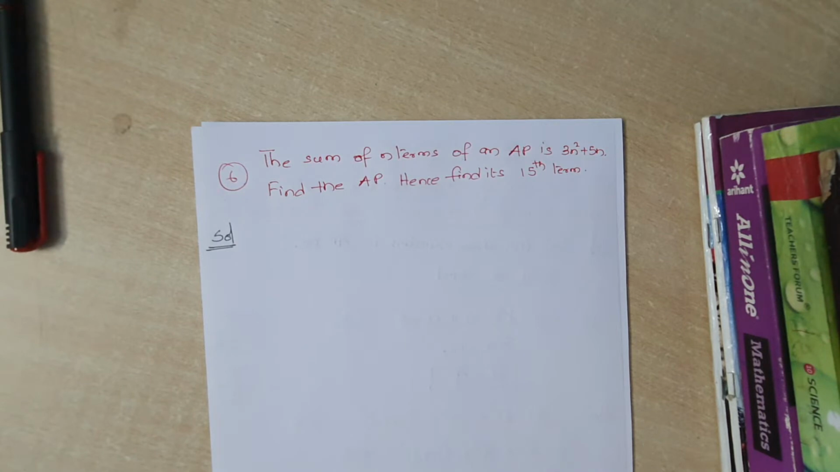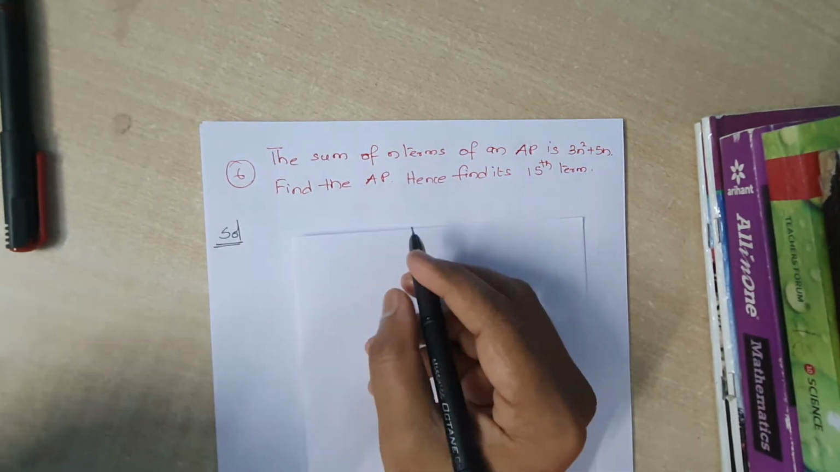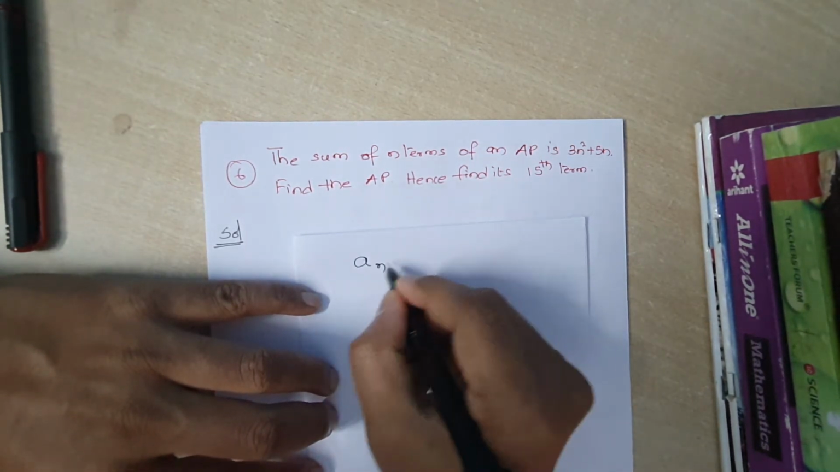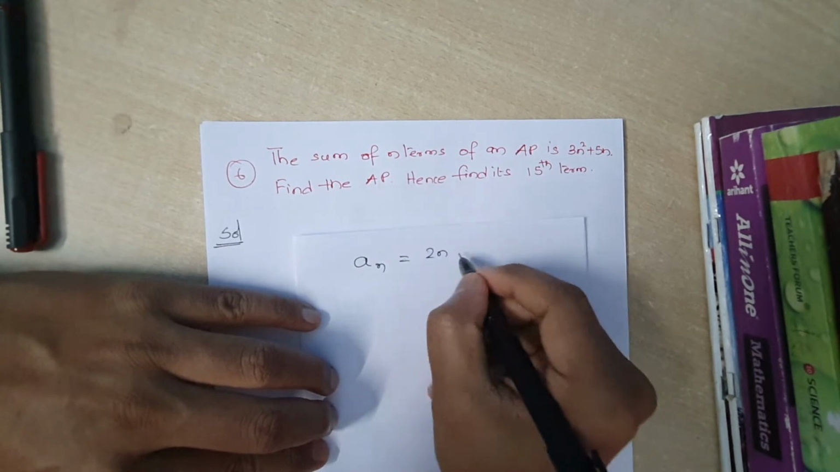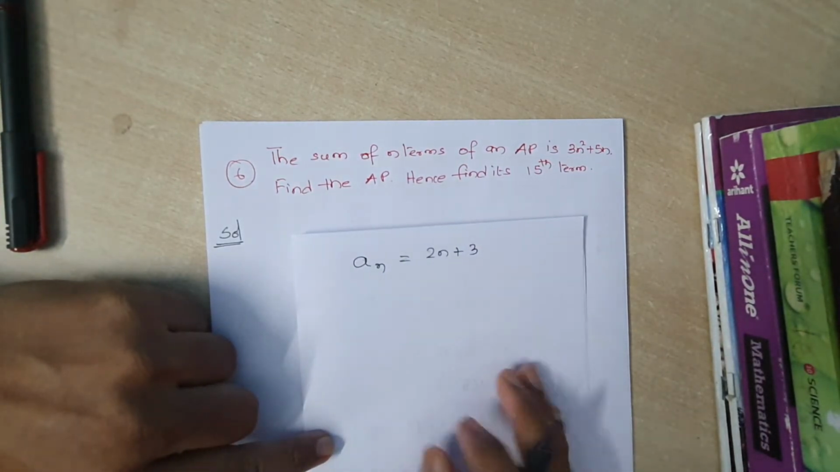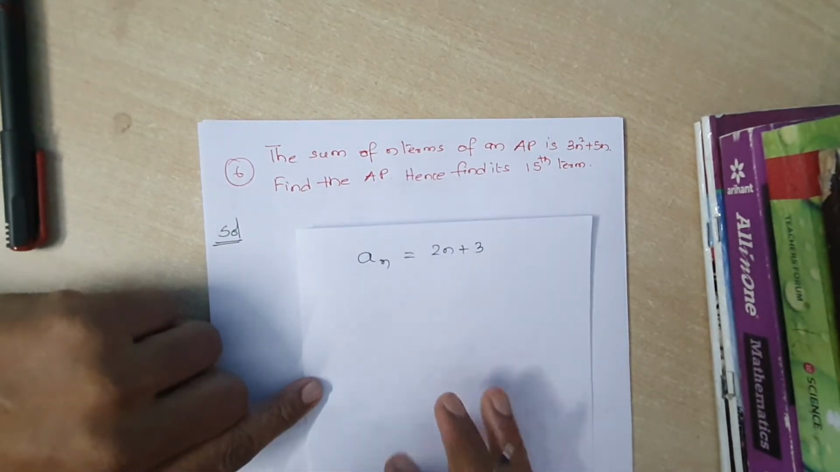So in this question, the sum of n terms of an AP is 3n square plus 5n. Find the AP. Hence find its 15th term. So here, this question is very different from this kind of question. See, in textbook we have this question: an is equal to say 2n plus 3. So find the AP and find say 15th term.